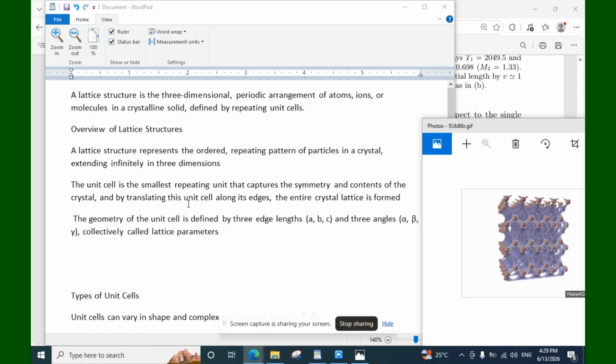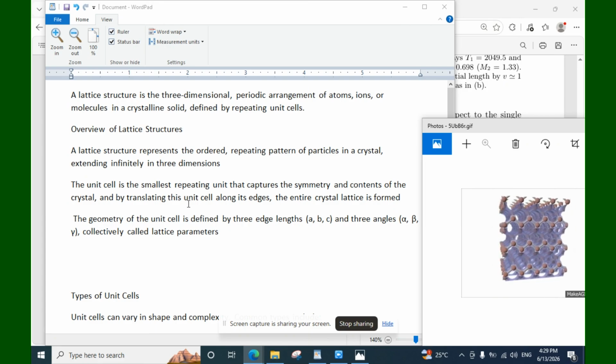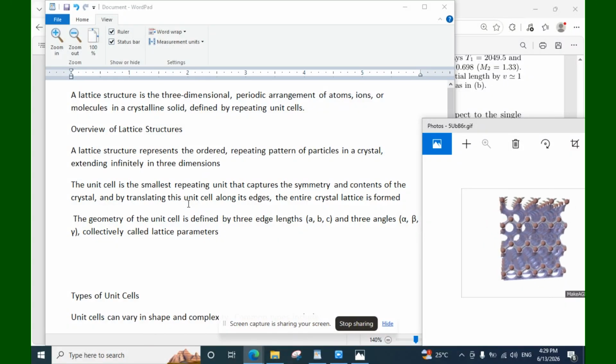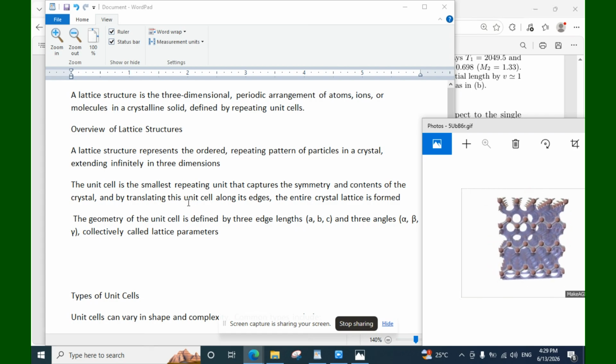A lattice structure is a three-dimensional periodic arrangement of atoms, ions, or molecules in a crystal solid defined by repeating unit cells. Overview of lattice structures. A lattice structure represents the ordered repeating pattern of particles in a crystal extending infinitely in three dimensions. The unit cell is the smallest repeating unit that captures the symmetry and contents of the crystal, and by translating this unit cell along its edges, the entire crystal lattice is formed.